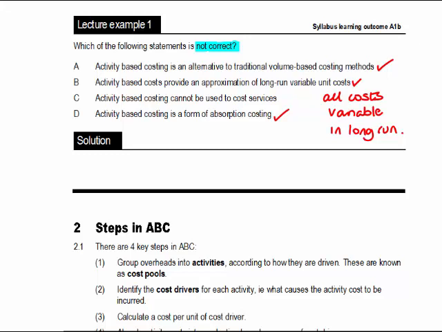That only leaves us with statement C, activity-based costing cannot be used to cost services. Well, that's certainly not true. Activity-based costing often is used to cost services. In fact, it can be more useful in service-based organisations than in production-based ones. So that is the only one that is not correct.